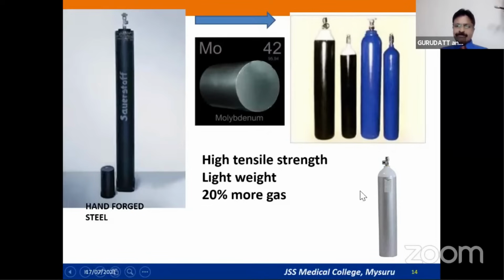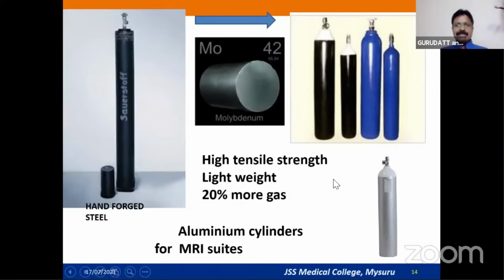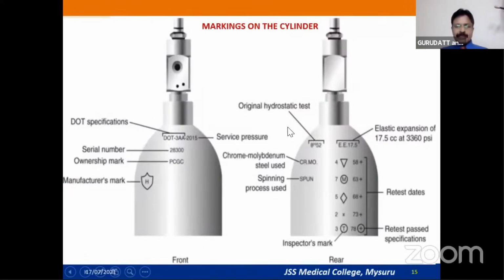So we also have aluminum cylinders available. That is mainly for the MRI suites. Now, many times you'll be asked about the markings on the cylinder. So what are all the markings on the cylinder? It is always better to know about them.